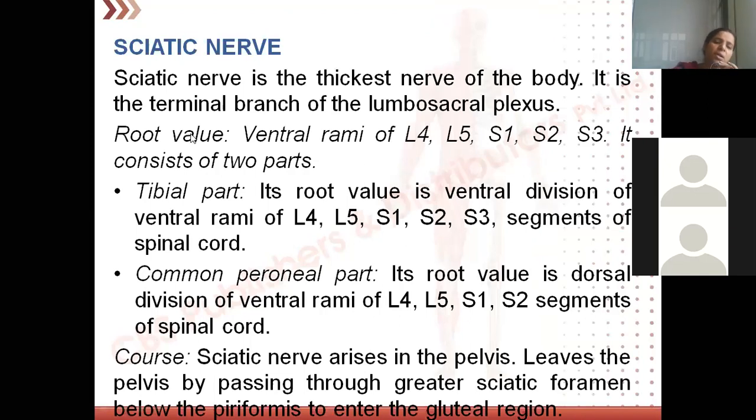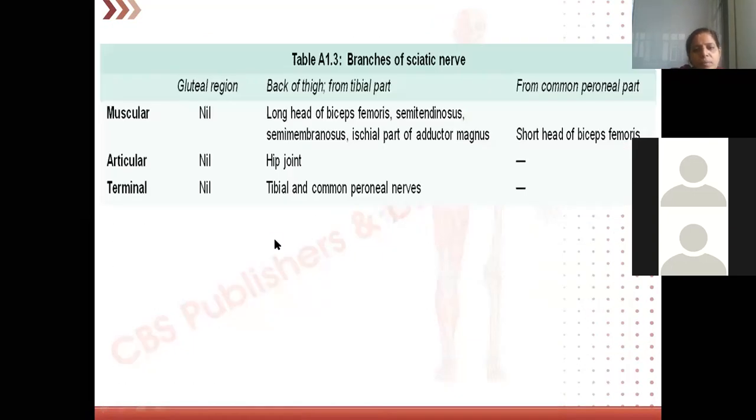Then the sciatic nerve, anyhow, I'm going to discuss in much detail. Just a few points about this. It is the thickest nerve of the body, the terminal branch of the lumbosacral plexus. Root value is L4, L5, S1, S2, and S3. It has two parts.